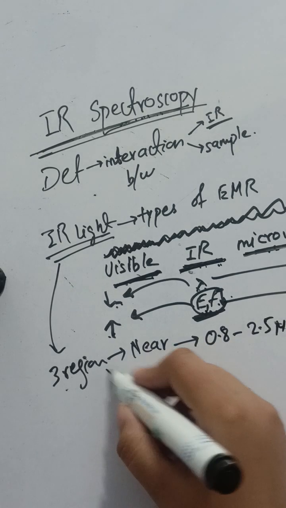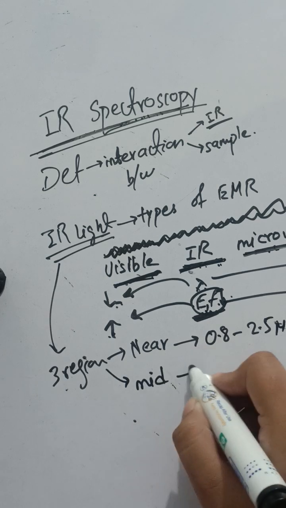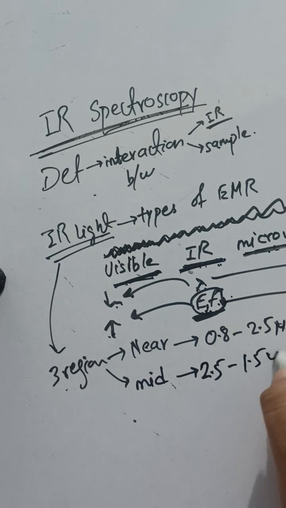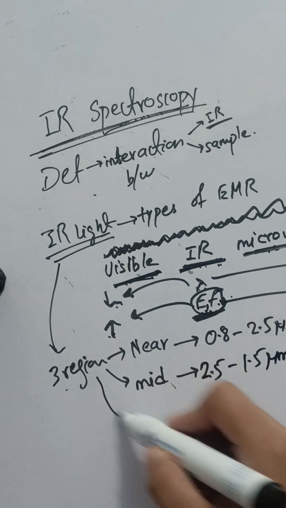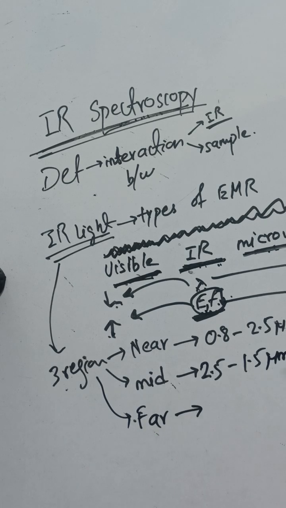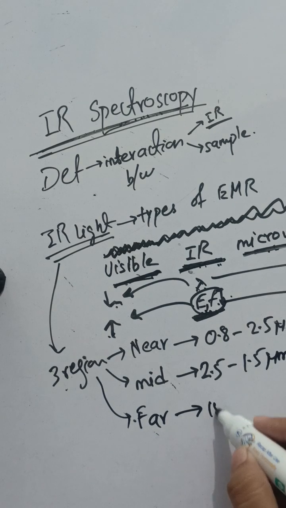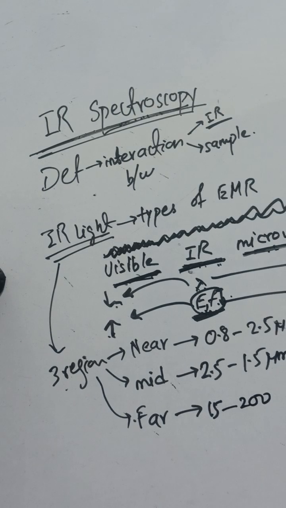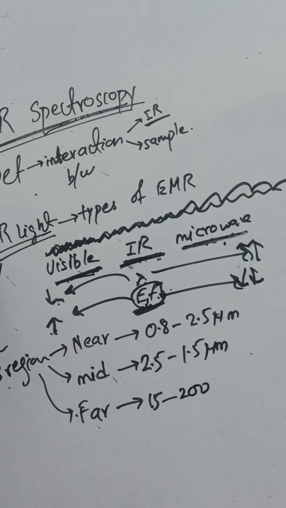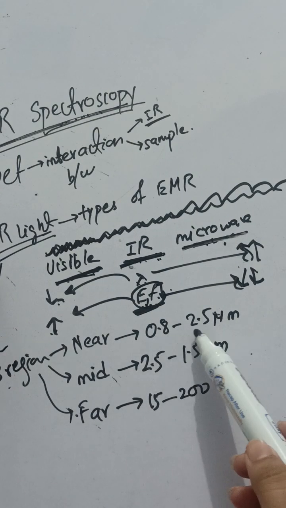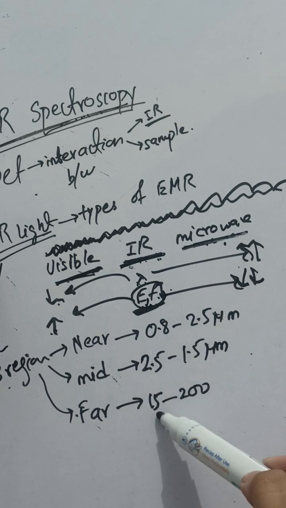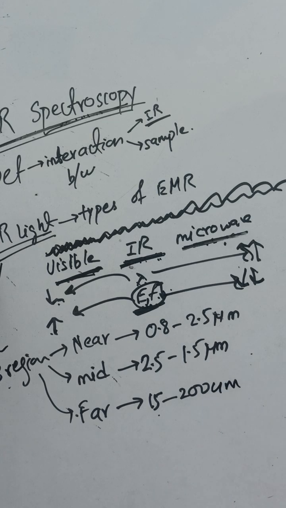Then the next region is the mid IR region. Its range is from 2.5 to 15 micrometer. Similarly, the last region is the far region, and its range is from 15 to 200 micrometer. So these are the three regions. Near region is from 0.8 to 2.5, mid region is from 2.5 to 15, and far region is 15 to 200 micrometer.